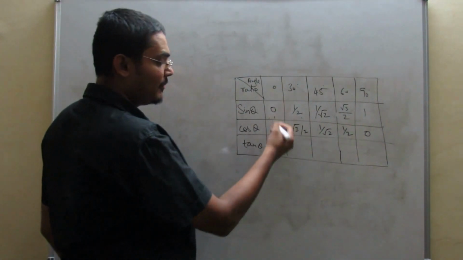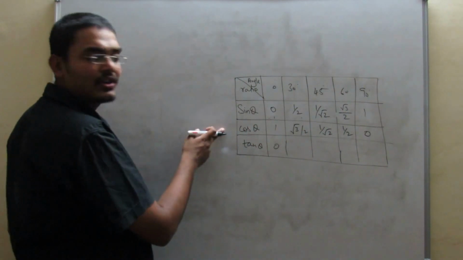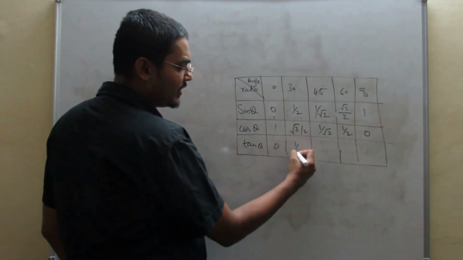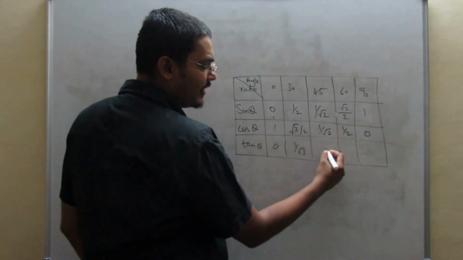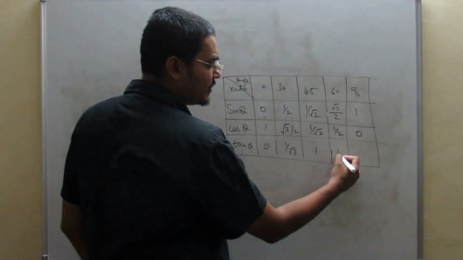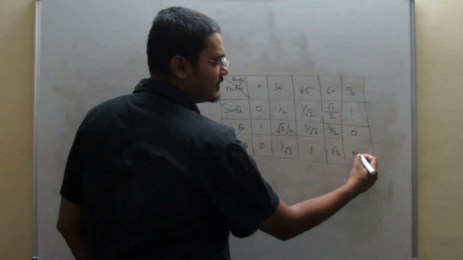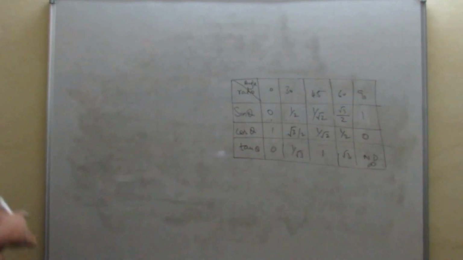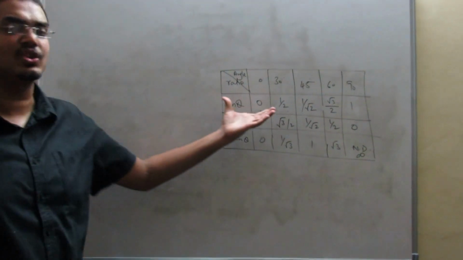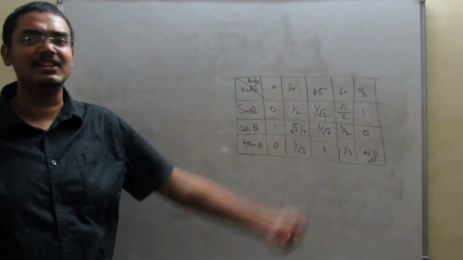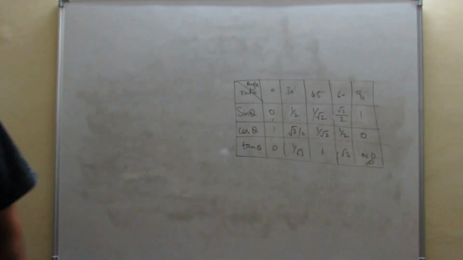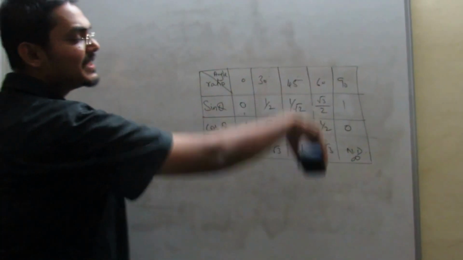Divide them, 0 upon 1 will become 0 because tan theta is what? Sin theta by cos theta. Half divided by root 3 by 2, you get 1 by root 3. 1 by root 2 divided by 1 by root 2, you get 1. Root 3 by half, you get root 3. 1 by 0 is not defined or infinity. So this is how we form this table of basic trigonometric ratios. These are all basic ratios: 30 degree ratio, 45 degree ratio, 60 degree ratio and all. Now let's see how to prove these 30 degree and 60 degree ones.